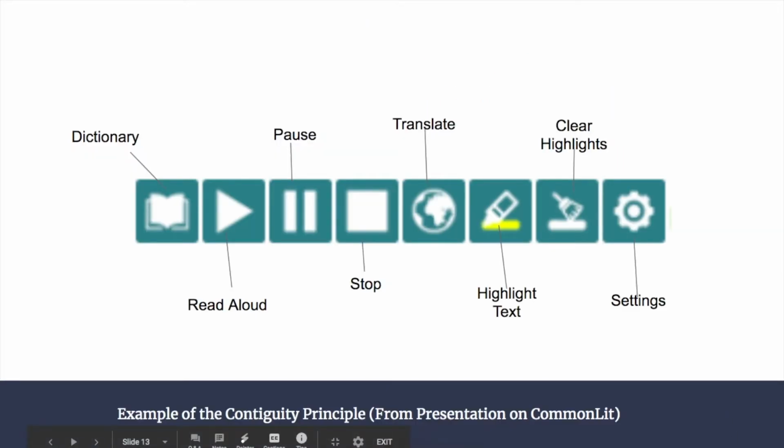So as an example, I pulled some of the presentations that I have done for staff development. And so this was an example that I found that before even knowing what the contiguity principle was, I had done a presentation on Common Lit for the staff, and I had shown them the menu bar, and instead of doing a legend, I actually had the text and lines pointing to what each icon of that menu meant. So you can see that their eyes don't really have to travel to the top or bottom of the page. All of the information is surrounding the graphic, and that allows the learner to make connections.